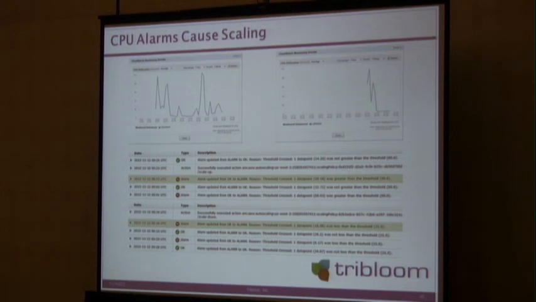So you can see there at 23, we've got a scaling action in the top graph, the yellow highlight. And then we've got another scaling action at 34. So that's the scale up and the scale down, and they coincide with the graphs above.